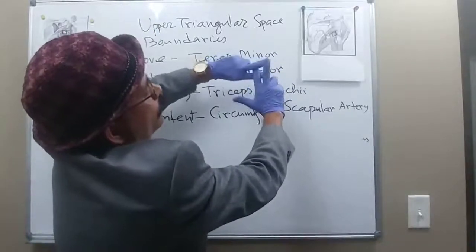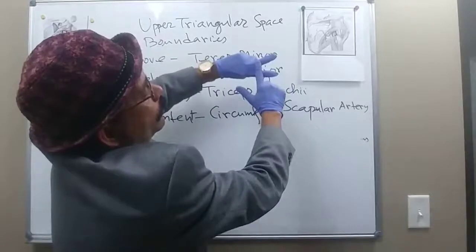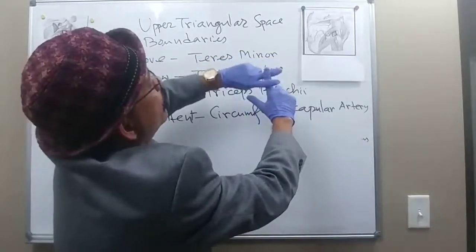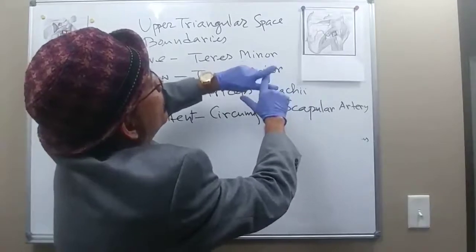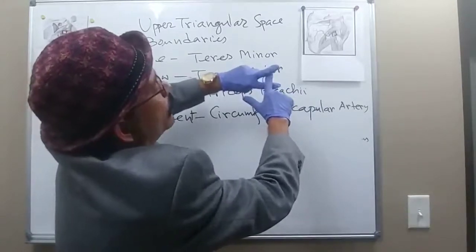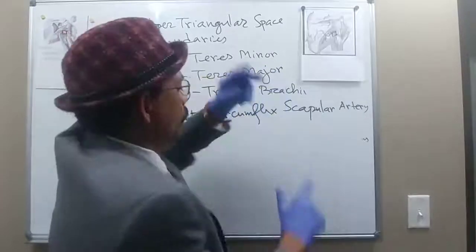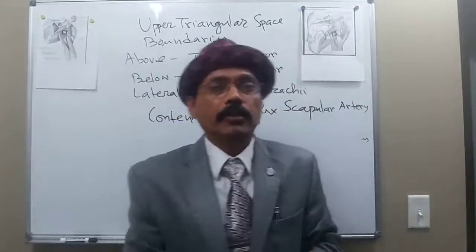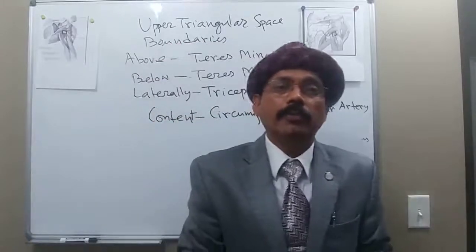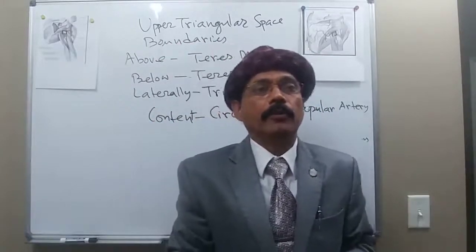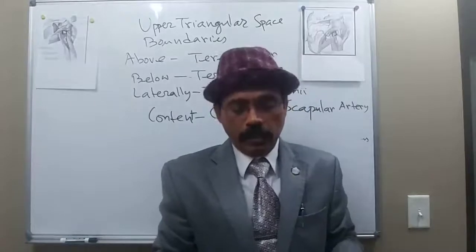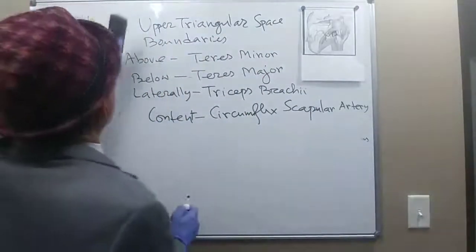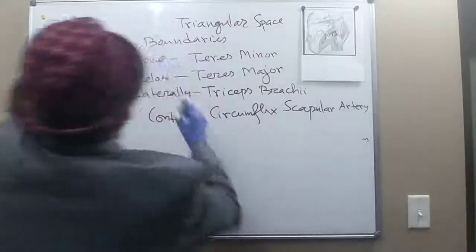So we got bounded above teres minor, below teres major, then laterally bounded by the long head of the Triceps Brachii muscle. What is the content? Circumflex scapular artery. Branch of subscapular artery, that is a branch of the axillary artery. Okay, so we got that, the upper triangular space. Now we'll go to the lower triangular space.